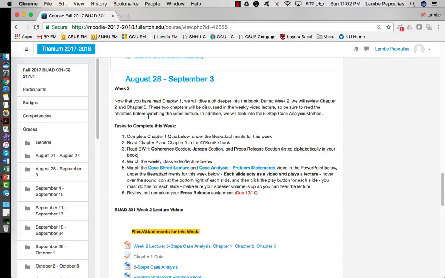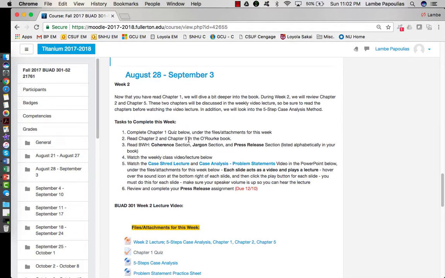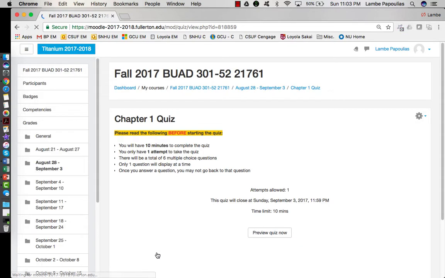Now, the tasks to complete for this week, we have quite a few. One of them we have a couple weeks to complete as well. So for the first task for this week, I want you to complete the chapter 1 quiz under the file attachments for this week. If you look under the file attachments, right here we have the chapter 1 quiz. Keep in mind you are only able to take this quiz one time. So let's go ahead and click on it.